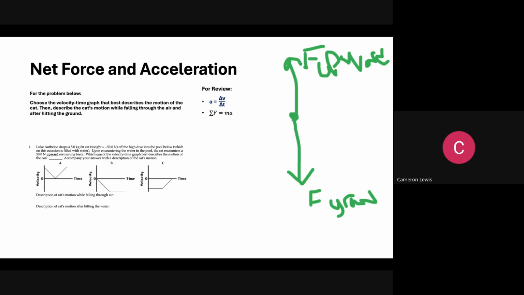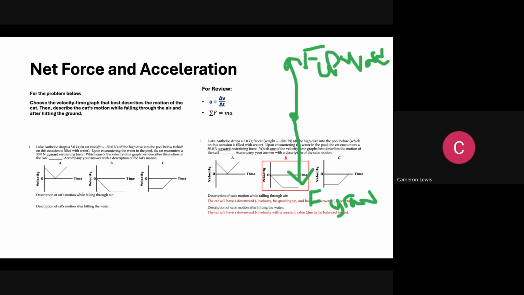So the description of the cat's motion while falling through the air and the description of the motion after it's in the water. So how would you describe the cat's motion when it's falling through the air? Accelerating. It's literally accelerating. Now describe the cat's motion after hitting the water. Constant. Yes, there we go. That was a lot, but is that not similar to what we just said? They said the cat will have a downward velocity, be speeding up, then have a downward acceleration. Is that not what we just saw?